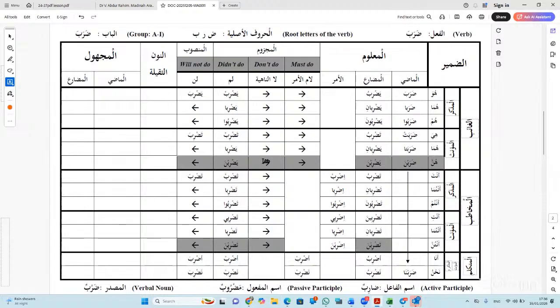Then it's going to be lam tadrib. You did not hit. Lam tadriba. You both did not hit. Lam tadribu. You all did not hit. Lam tadribi. You female did not hit. Lam tadriba. You both did not hit. Lam tadribna. You all female did not hit. Then lam adrib, I did not hit. Lam nadrib, we all did not hit. Excellent.